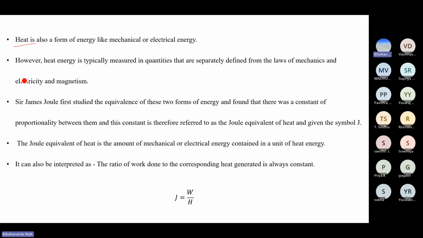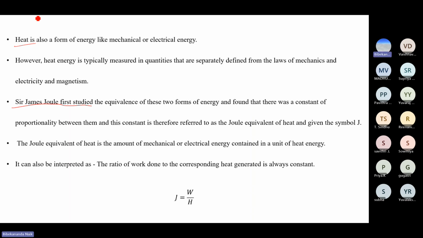However, when you talk about heat, it is similarly another form of energy, but its formulation is somewhat different from those you measured or those considered for electricity, magnetism, or in case of mechanics. So, first, Sir James Joule studied the equivalence of these two forms of energy and found that there was a constant of proportionality between them, and this constant is therefore known as Joule equivalent of heat or electrical equivalent of heat.